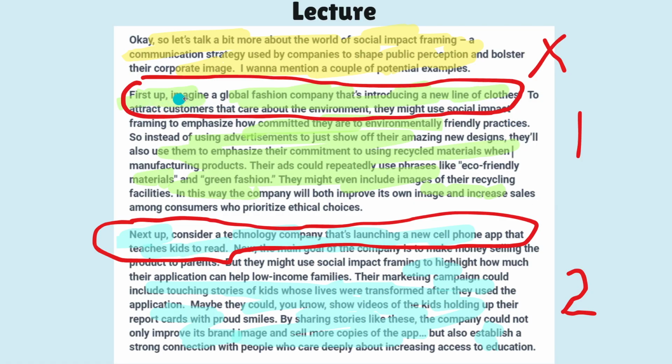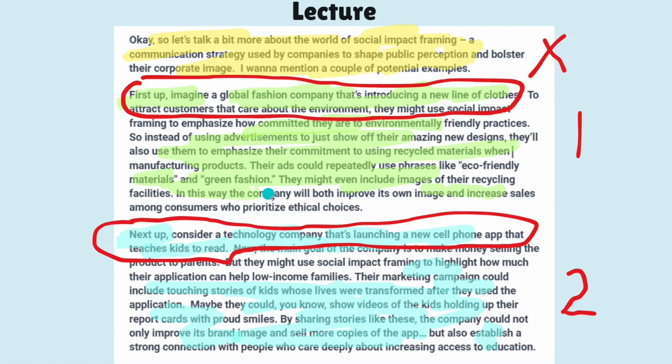So in this case, he says, first up, there's a global fashion company with a new line of clothes that wants to attract customers that care about the environment. And they're going to use social impact framing. So that's the most important thing, that's setting up of what the example is.